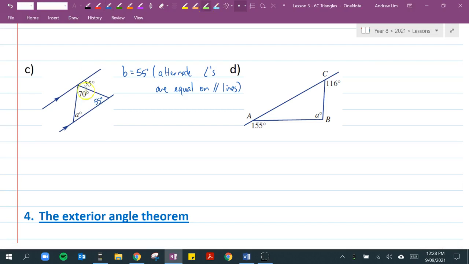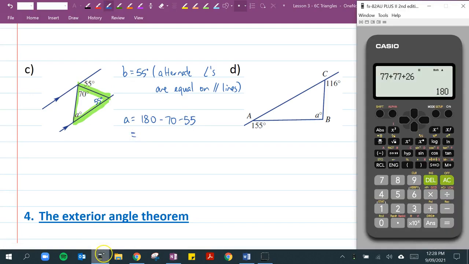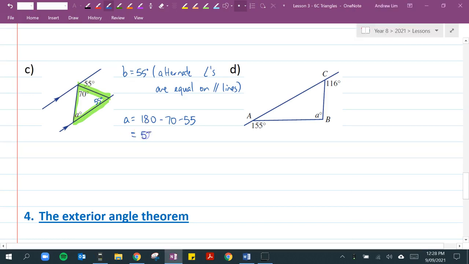And now I can work out what A is equal to. Because we have a triangle, and inside that triangle I know all the angles will add to 180 degrees. So A has to equal 180 minus what we do know. We know there's a 70 and we know there's a 55. So let's put that in our calculator. 180 minus 70 minus 55. That's also equal to 55 degrees. What's my reason for this? Angle sum of a triangle.